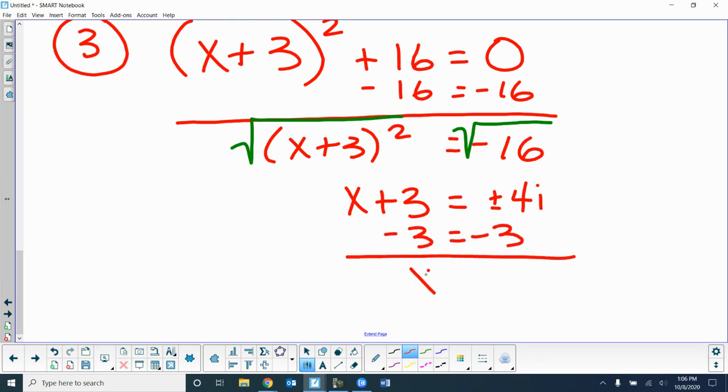Now remember, if that was a positive 16 instead of 4i, what's the answer? Just a 4, right? If it was positive 16, would I just leave it negative 3 plus or minus 4 and be done? No, go ahead and finish those. You can do those problems, right? Negative 3 plus 4 would be 1. Negative 3 minus 4 would be negative 7. So if you get one that works out nice tomorrow, finish it up. Find the actual 2 answers. All right. We good on number 3?